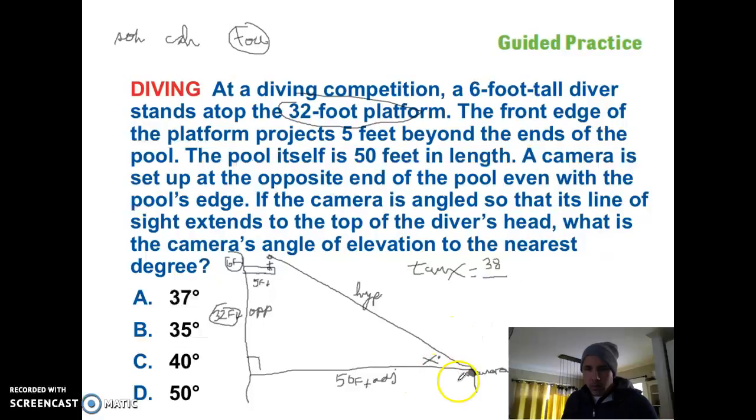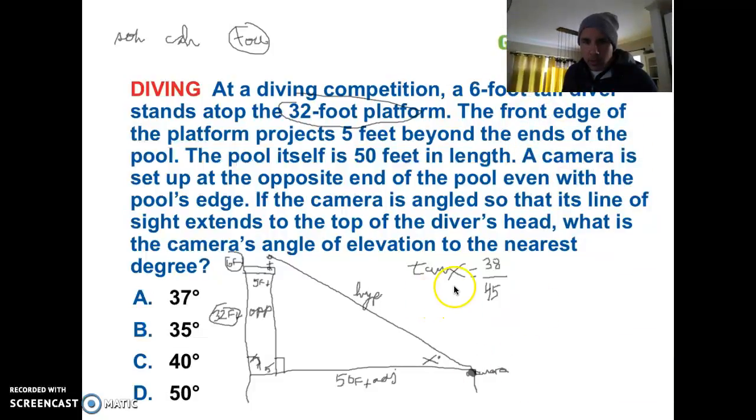And the pool length is 50. However, you got to consider this 5 feet difference. So it's going to be 50 minus that 5, because really this is where our right angle is, not right there. So that's going to be 45. It's a pretty nice little look right here.